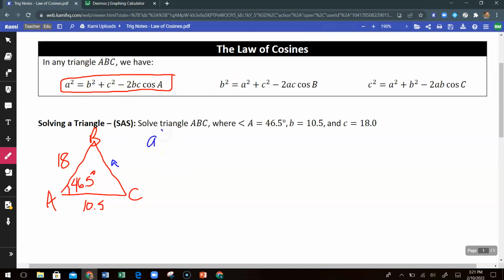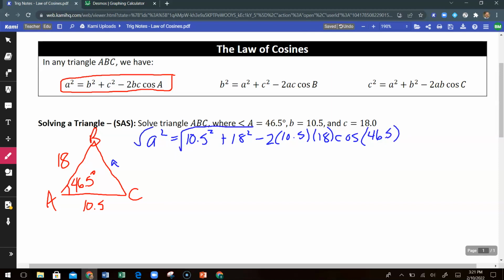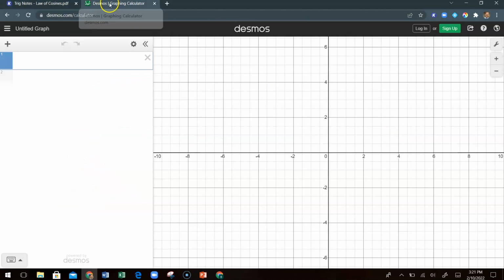All right, so I'm just going to go ahead and write this formula, fill out these values. I've got a squared is going to equal b squared, so that's 10.5 squared, plus c squared, so plus 18 squared, minus 2 times b times c, so again just using those side lengths again, times the cosine of angle A, which is 46.5. Now all I have to do to solve for A is take the square root of both sides, right? So in my calculator, I'm going to type that in all at once. So my side lengths are 10.5 and 18, and my angle is 46.5.